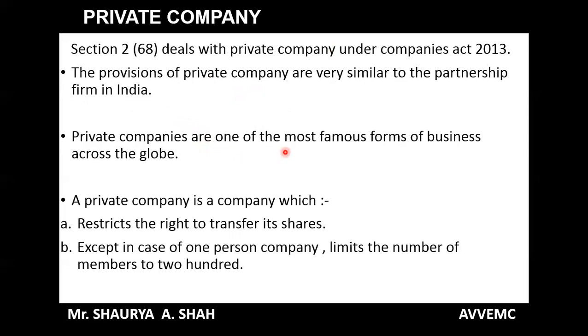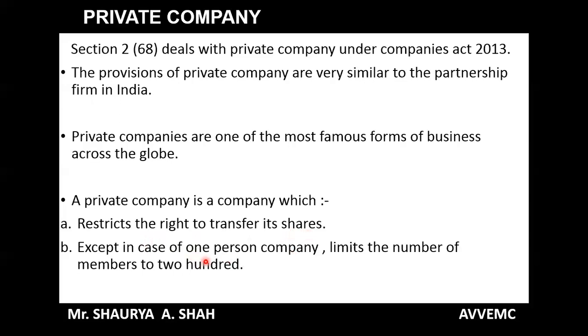Private companies are one of the most famous forms of business across the globe, right? Now, what is the definition of private company, students? According to section 268 of Companies Act, a private company is a company which restricts the right to transfer its shares. In public company, transfer was freely done. Here, it restricts the right to transfer shares, right?